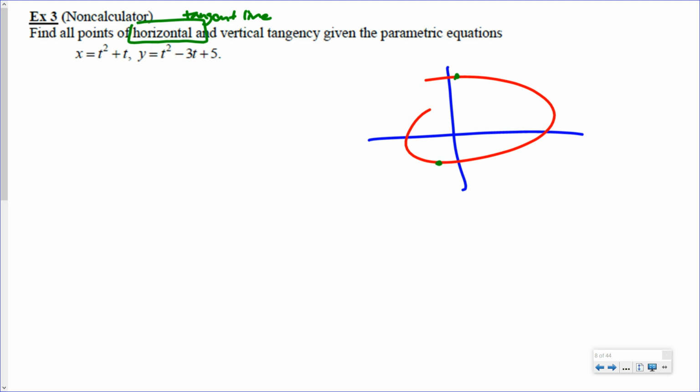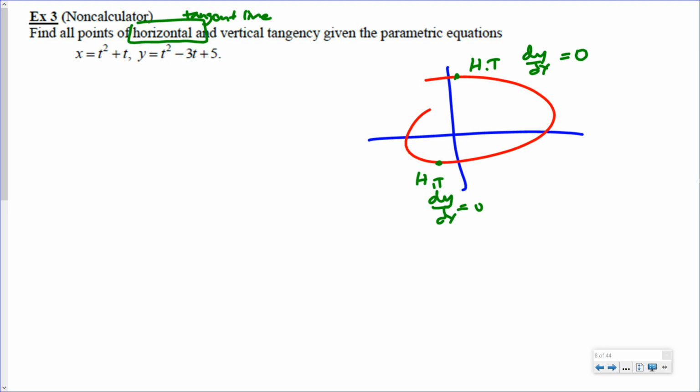All right, so if there is a horizontal tangent line at these two spots, what is the derivative there? 0. So do you agree the dy/dx would be 0 here, and the dy/dx would be 0 here? So if I wanted to find out where that point was, I would just set dy/dx equal to 0. Okay, what about vertical tangent lines?